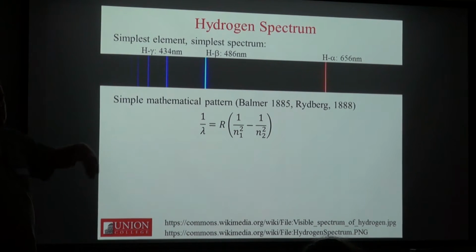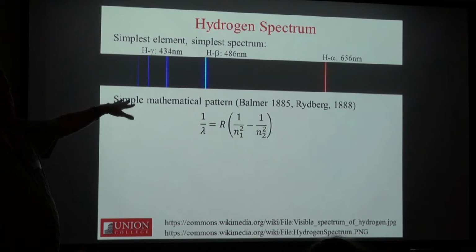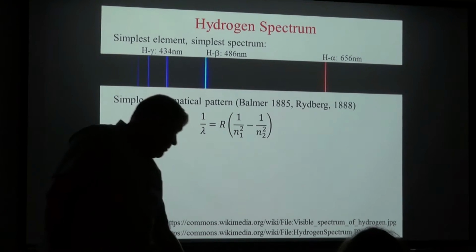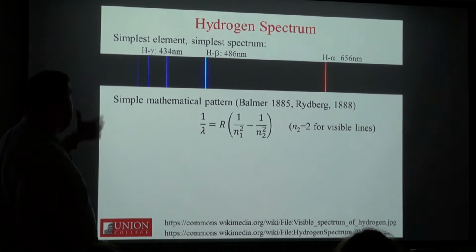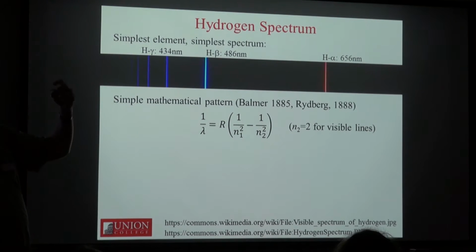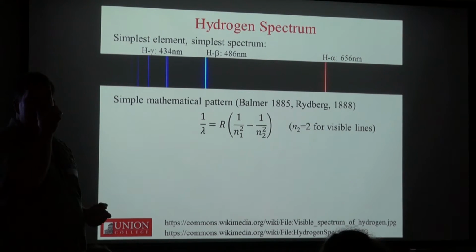And then you just assign a couple of integers to each of these lines. So n1 and n2 are 1, 2, 3, 4, and so on. And you can relate the frequency to a difference between these integers. And this turns out to work brilliantly. If you're talking about the visible spectrum, you pick one of those numbers, say n2, you call that 2. And then n1 can be 3, 4, 5, any number you like. And there are lines that correspond to each of those combinations.